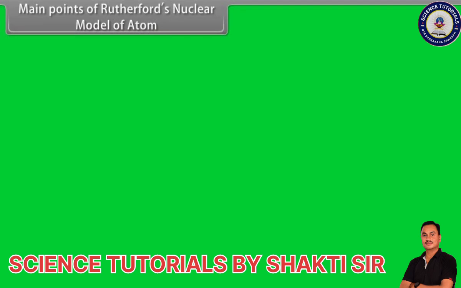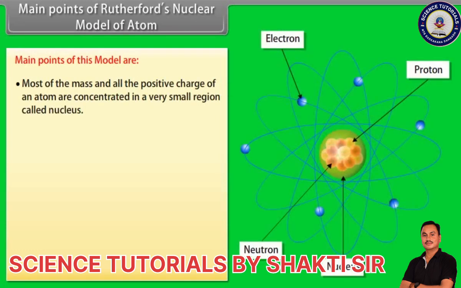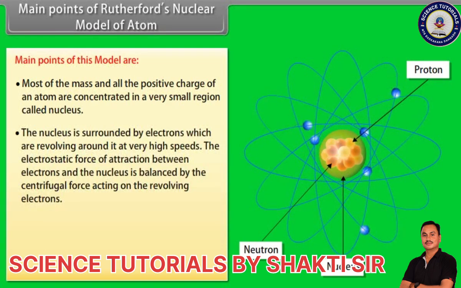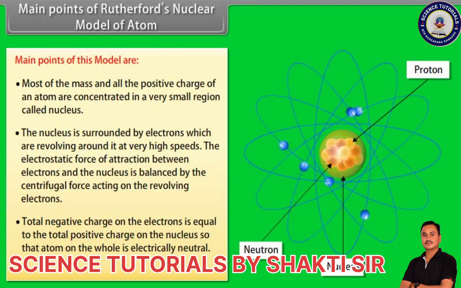Main points of Rutherford's nuclear model of atom. Main points of this model are: Number 1. Most of the mass and all the positive charge of an atom are concentrated in a very small region called nucleus. Number 2. The nucleus is surrounded by electrons which are revolving around it at very high speeds. The electrostatic force of attraction between electrons and the nucleus is balanced by the centrifugal force acting on the revolving electrons. Number 3. Total negative charge on the electrons is equal to the total positive charge on the nucleus, so that the atom on the whole is electrically neutral. Number 4. Most of the space inside an atom is empty.